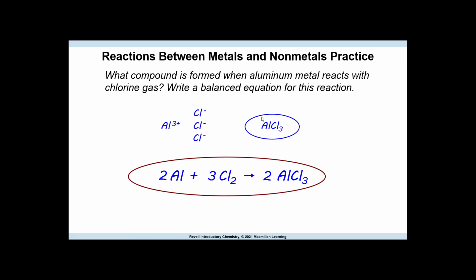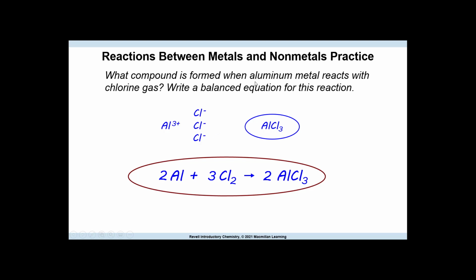Okay, so let's look at an example. What compound is formed when aluminum metal reacts with chlorine gas? Write a balanced equation for this reaction. So we know that aluminum forms a 3+. It forms 3+ because it can lose 3 electrons. So it ends up being Al3+. Now it has 3 electrons to give, but it's being asked to react with chlorine gas. So we need to know one thing. Chlorine gas is diatomic. So we're going to have diatomic, and we're going to have to visually break this. But if that's confusing, just know that of the 3 electrons, one's going to go with this chlorine, one's going to go with this chlorine, and one's going to go with this chlorine.